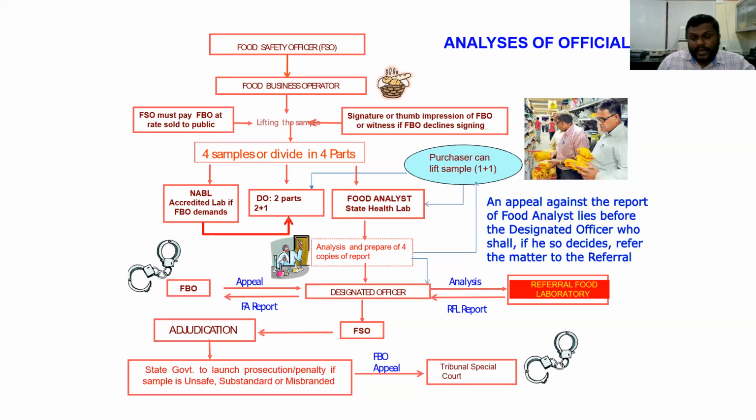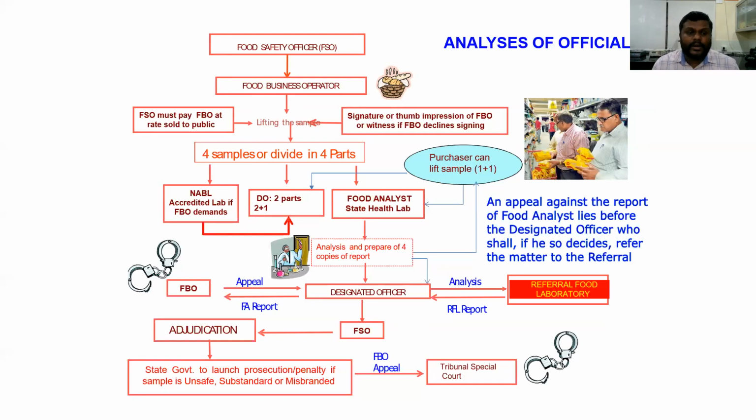So if there is a request from the hotel person, the food business operator, the 4th sample they can send to any of the NABL accredited private laboratories, not to NRC meat or any referral laboratory, but to a private laboratory. So now 2 samples are sent for analysis: 1 sample to the government laboratory, that is the state laboratory, and another sample to an NABL accredited laboratory.